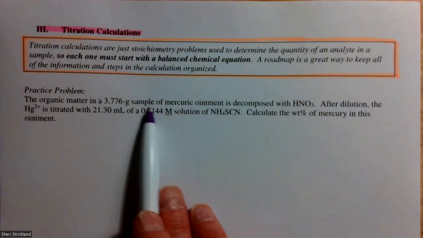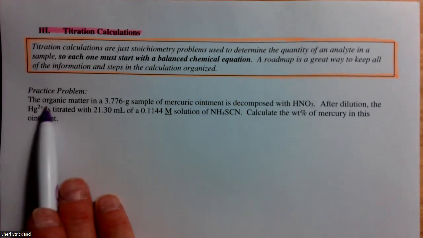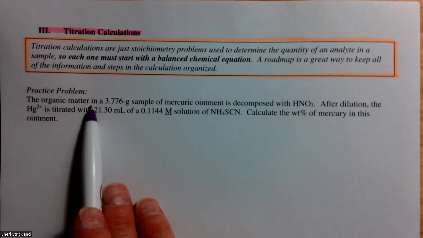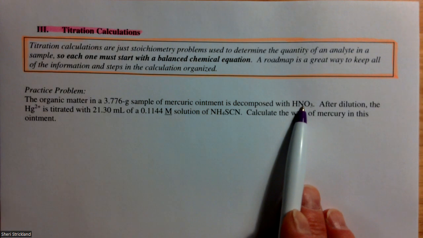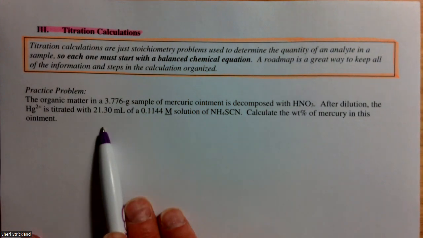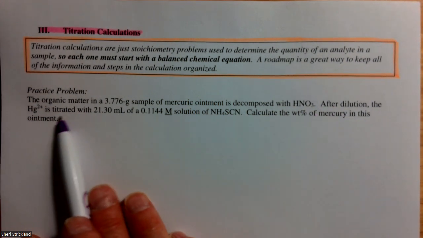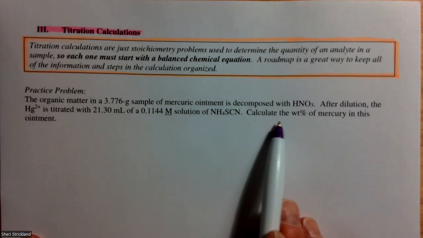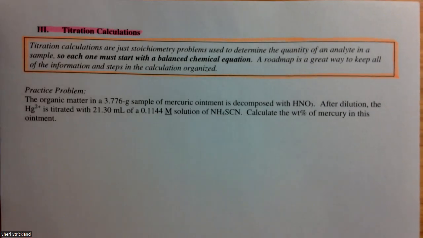So this is a sample of a mercuric ointment, and we want to get the organic matter out of the way so that we can take a look at how much mercury 2 is in this mercuric ointment. The organic matter in this much of the sample is decomposed with nitric acid, so then it won't interfere with the measurements that we do. After diluting this mixture, the mercury 2 ion is titrated with this much of a solution of ammonium thiocyanate. Ultimately what we want to know is the weight percent of mercury in this ointment. So let's see what we can do here.